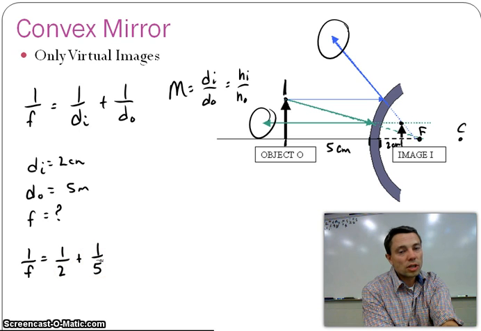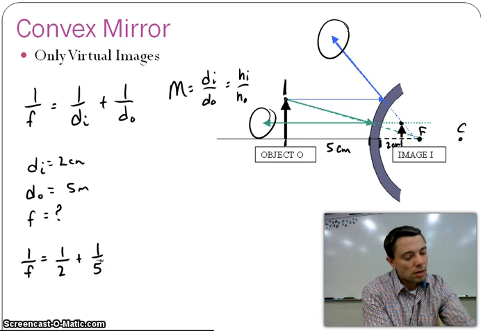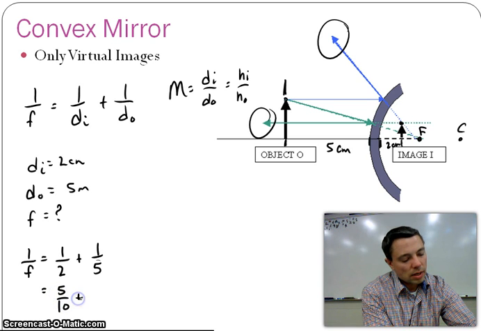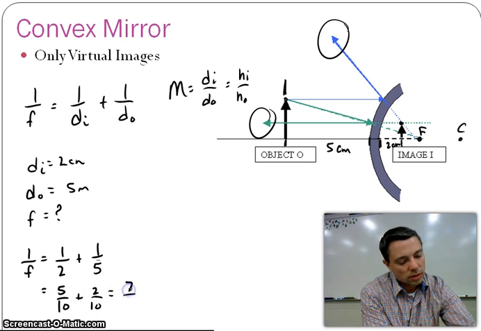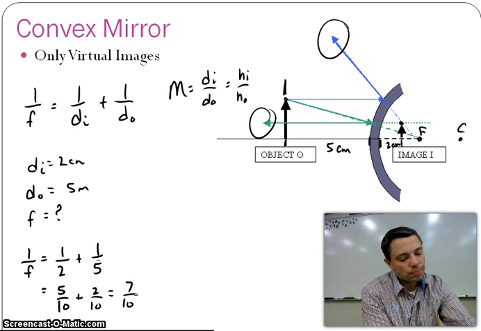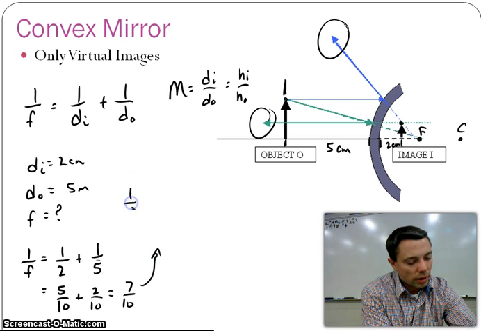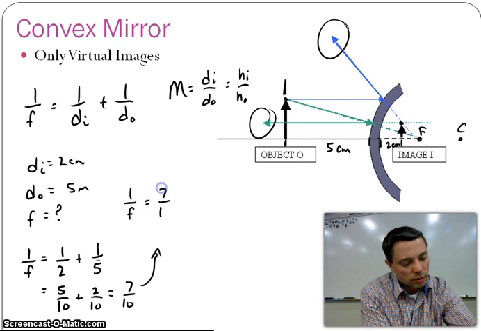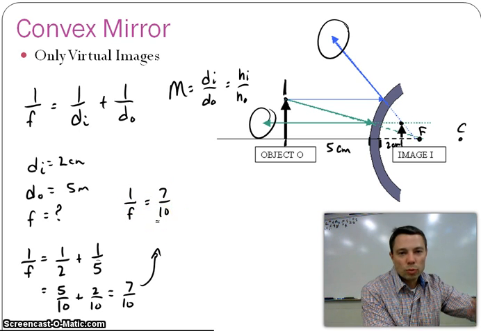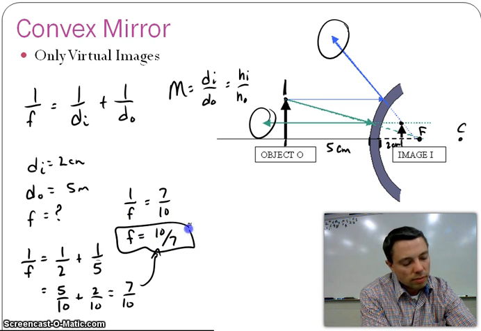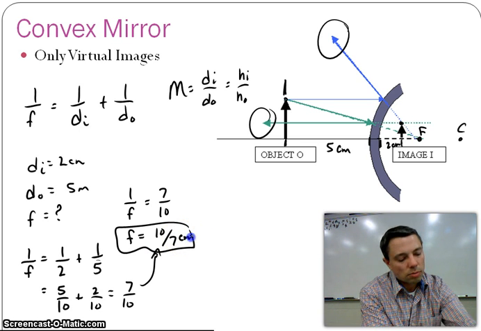Now the easy thing is just take the 2 times the 5, and that gives me 10. So in other words, this is nothing more than 5/10, and this is nothing more than 2/10, and so I get a total of 7/10 when I add this together. Which means now that my 1 over f equals 7 over 10, or I can reciprocal this and say that my f is now equal to whatever 10 divided by 7 is. And so that's how I can find my focal length. That would be in centimeters.